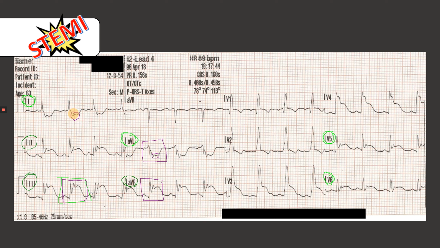You don't have to have reciprocal changes in order to call a STEMI, but it's another kind of affirmation that yes, this is happening. Okay. Now, I also, just to note, didn't see any really pathological Q waves here. So either A, it's really early on, or it just hasn't happened yet.